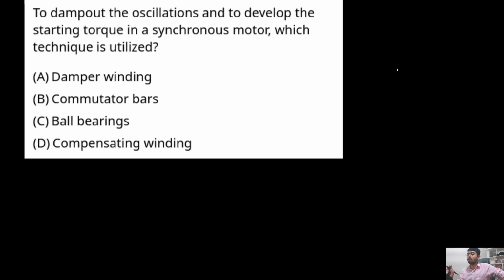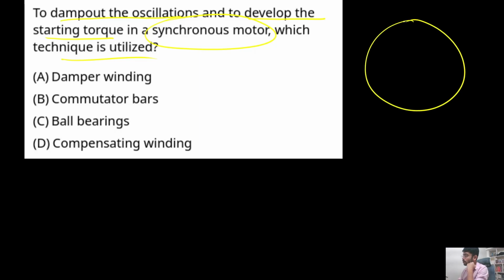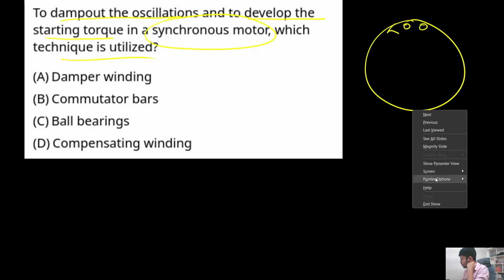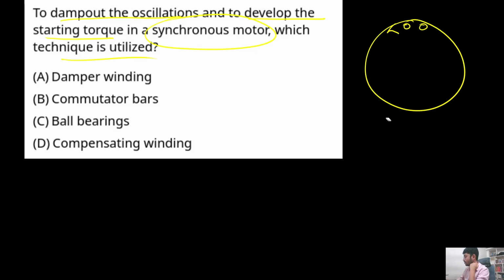So next question, to damp out the oscillations and to develop the starting torque in synchronous motor, which technique is utilized? So obviously it is damper winding. So what is a damper winding? In a synchronous motor there is a rotor. In the rotor it has DC field winding. Along with the DC field winding, let me draw this again.